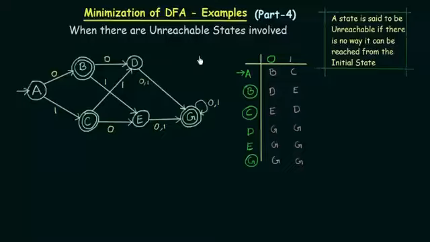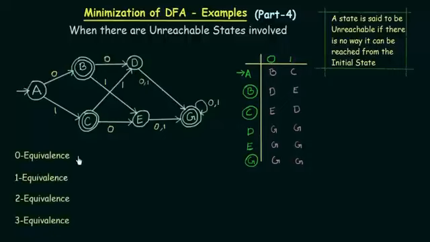Here I have now removed the unreachable state F, and I have made the transition table without it. A is my initial state, and we have three final states here, B, C, and G, and this is the transition table. Now the procedure for minimizing is the same as we used to do. Let us write the equivalences for this. Starting with the zero equivalence, how do we write it? We put the final states and non-final states in separate sets.